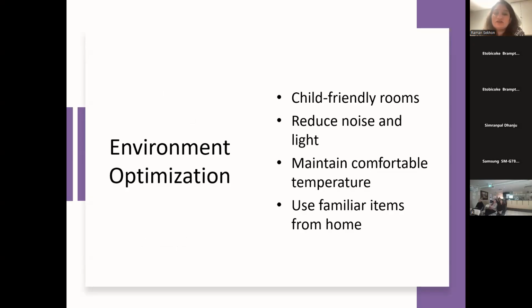Environment optimization. Child-friendly rooms should be there. There should be less noise and light in the room. The temperature should also be maintained a little lower, as it's more comfortable and induces sleep. The child can also bring some familiar items from home like toys, pillows, and blankets, as we already discussed.